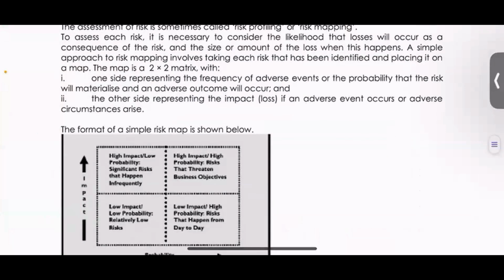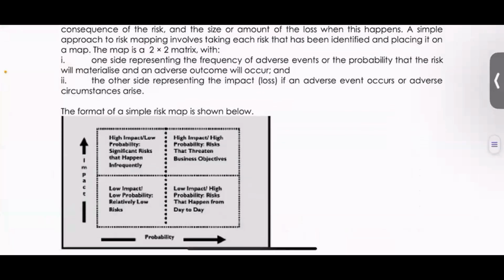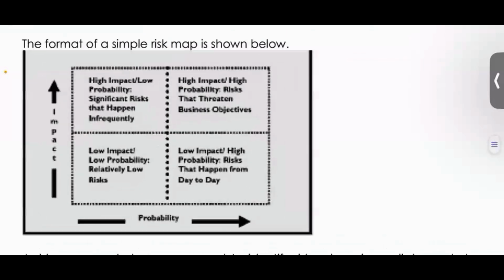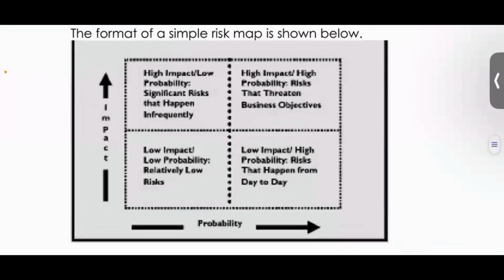Risk mapping involves taking each risk as identified and placing it on a map. This map is a 2x2 matrix. When they say 2x2 matrix, it means it has 2 rows and 2 columns, right? With one side representing the frequency of the adverse event occurring, so we call it the probability of the risk materializing, or likelihood. And the second part representing the impact. So you can see from this diagram, let me zoom it out, the probability and likelihood versus the impact of the risks.